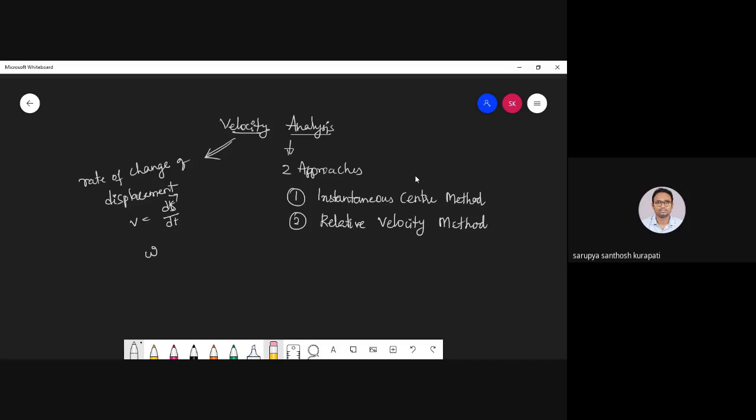What about angular velocity? Rate of change of angular displacement. So d theta by dt. This is nothing but your angular velocity, d theta by dt. Got it? These are about velocities. And now first we'll discuss clearly about the instantaneous center method. Do you remember the instantaneous center method from your BTech?